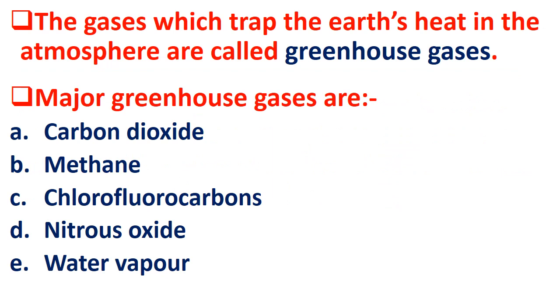So the gases which trap the earth's heat in the atmosphere are called greenhouse gases. And what are those greenhouse gases? Carbon dioxide, methane, chlorofluorocarbons, nitrous oxide, and water vapor. These are the major greenhouse gases.